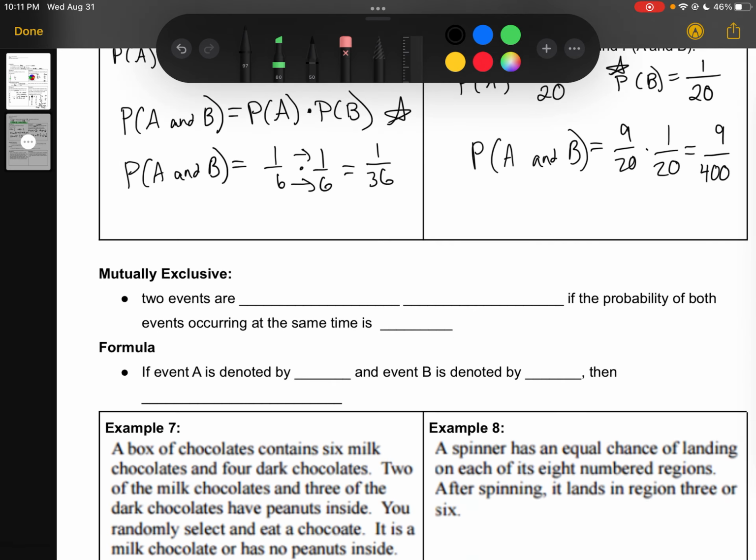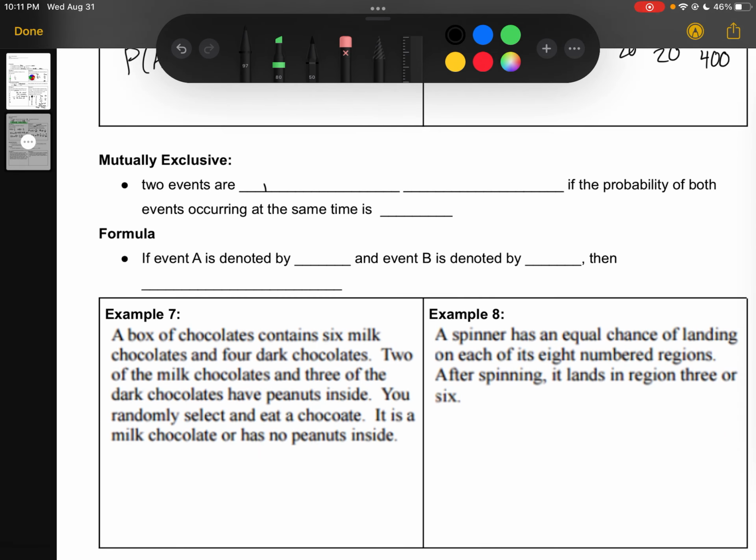The last vocabulary that we're going to take a look at is mutually exclusive. If we have 2 events that are mutually exclusive, this happens if the probability of both events happening at exactly the same time, so instantaneously at the same time, is impossible. They cannot happen at the same time. So something is mutually exclusive if it can't happen at the same time. You get a probability of 0.